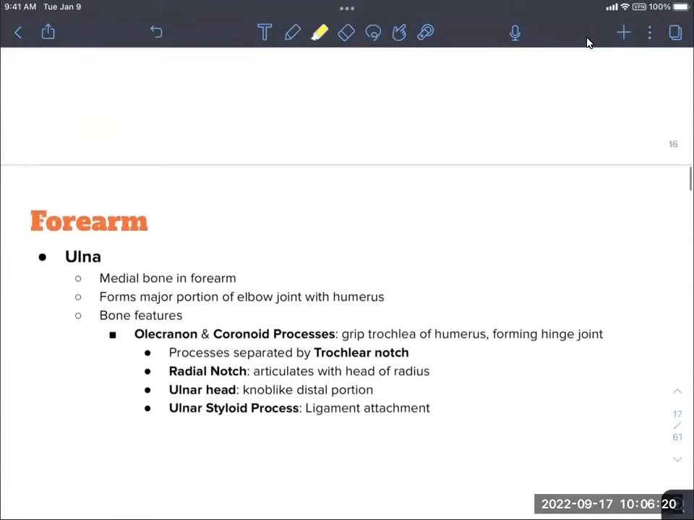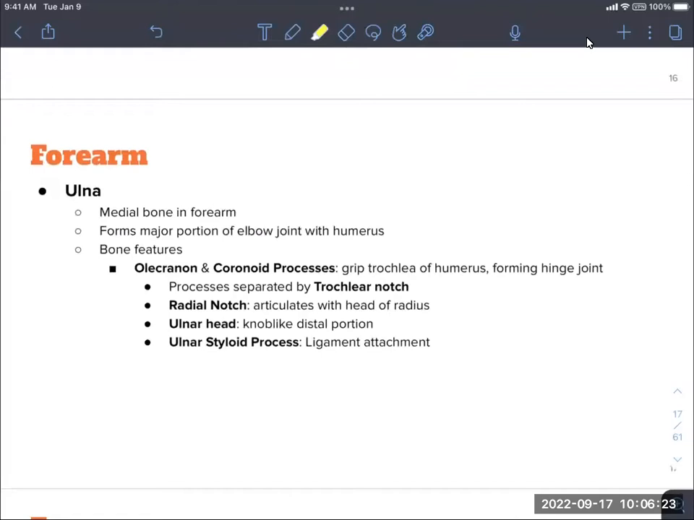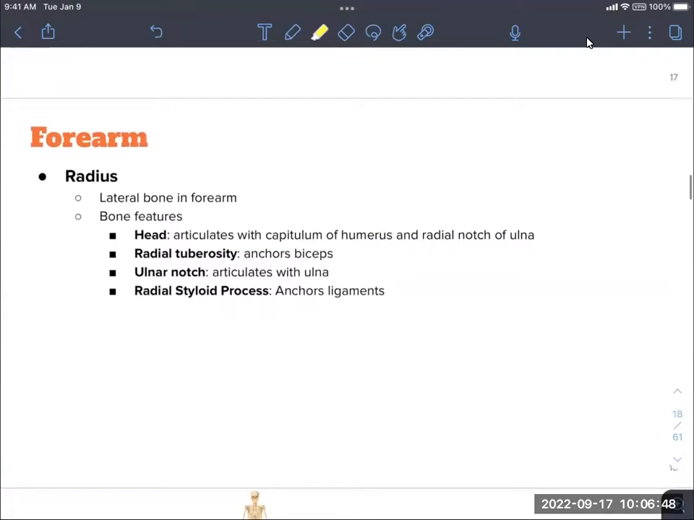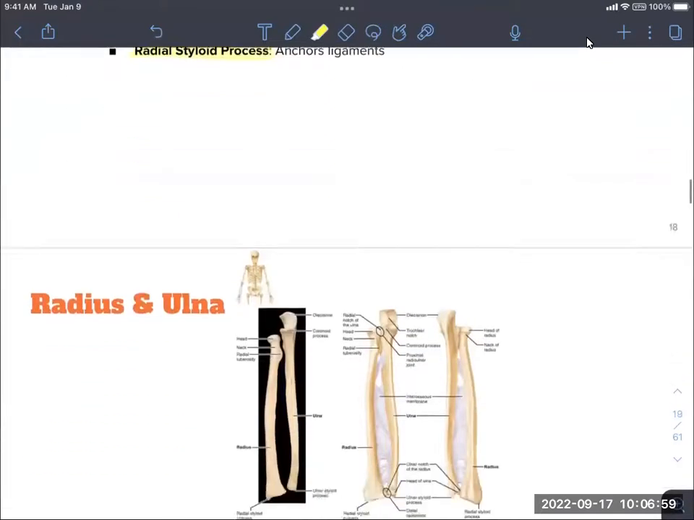of those two bones. So we've looked at some of these already, but the ulna has the olecranon and the coronoid process. They have the trochlear notch, radial notch, ulnar head, and the ulnar styloid process. The radius, we have a head, the radial tuberosity, ulnar notch, and the radial styloid process. So let's look at these.